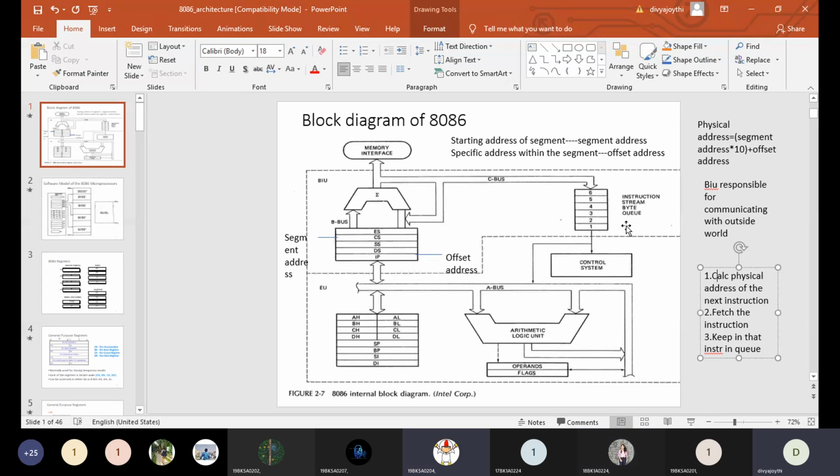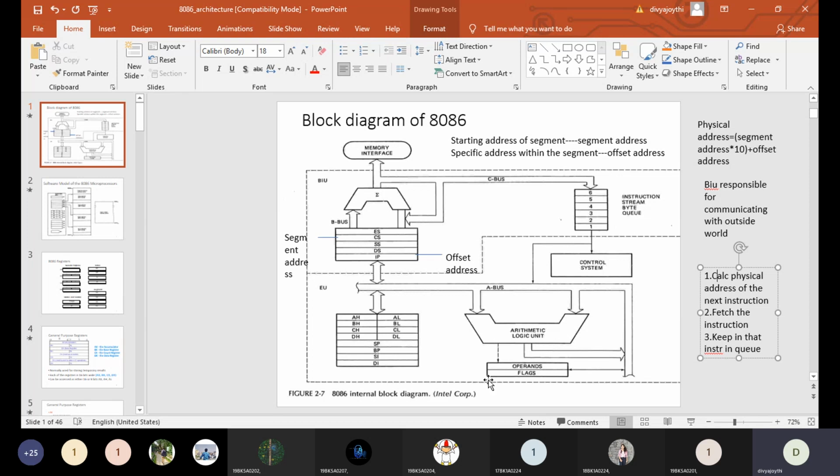Yes, ma'am. So as of now, we have discussed how the instruction is going to be fetched and how it is going to be stored in the queue. Here, the one thing that you need to remember is that the queue can store up to a maximum of 6 bytes of program. So now the BIU operation is done.